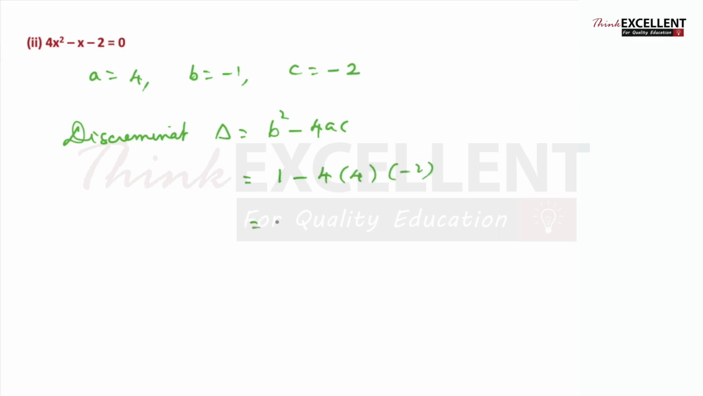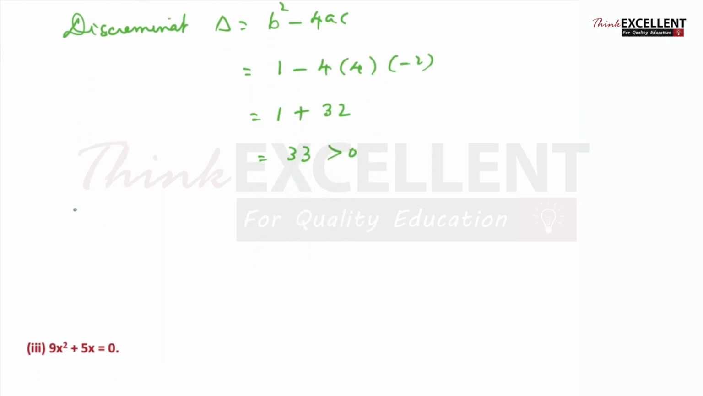So you are getting 1, and minus and minus is plus, 32, right? You are getting 33. It is again positive, so the same answer you write. What do you write? The roots are real and distinct.